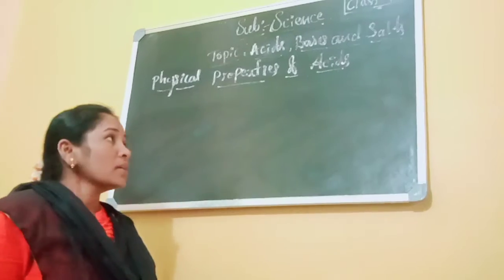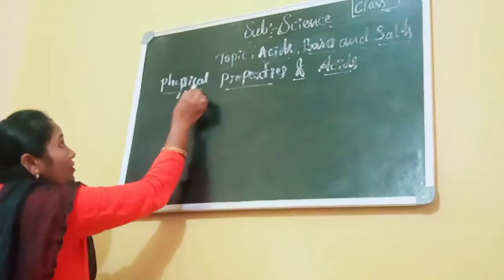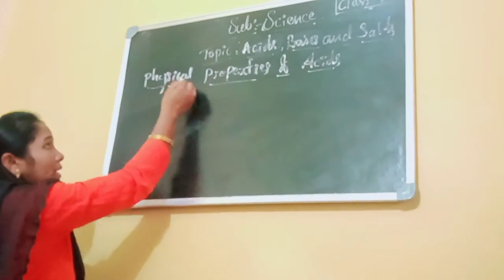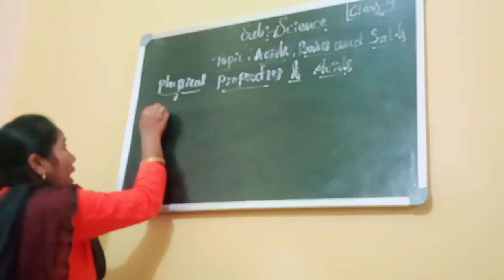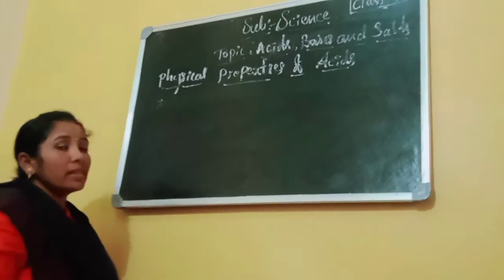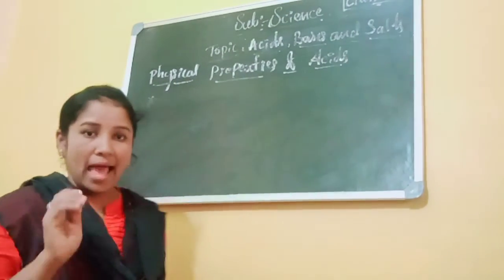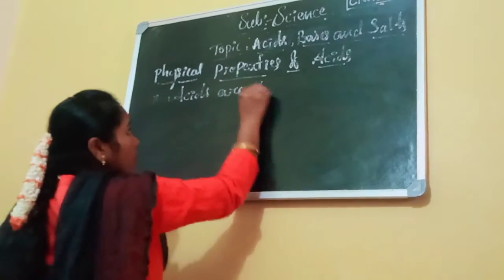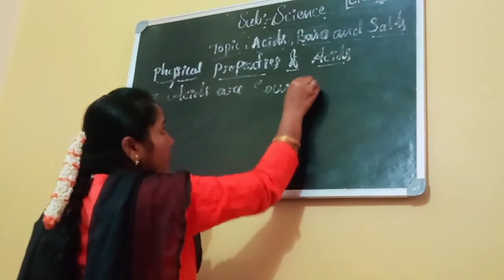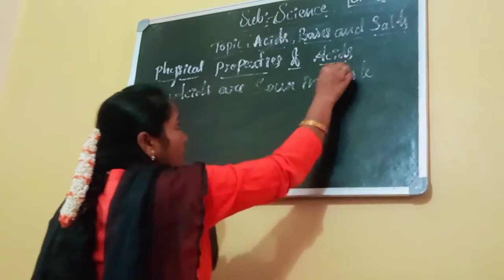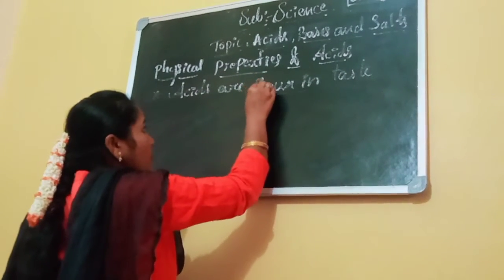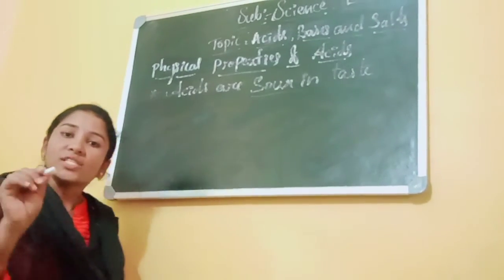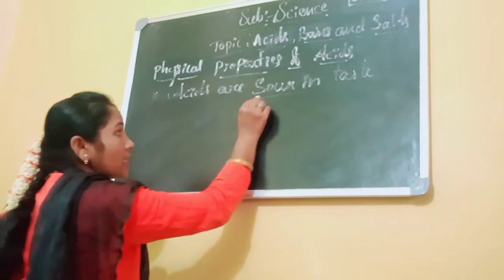Dear students, first of all, we have to study the physical properties of acids. Physical properties means physical appearance. The first point: acids are sour in taste. Whenever we taste them, it will be sour. Understand? So acids are sour in taste.